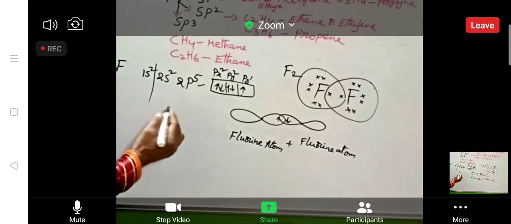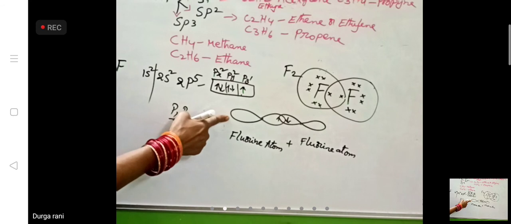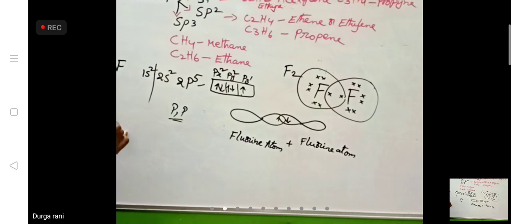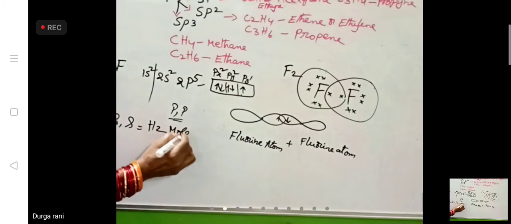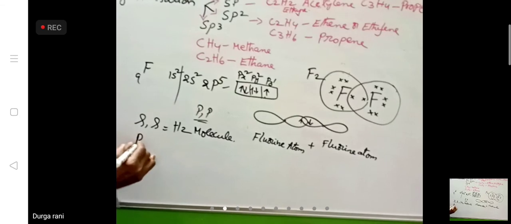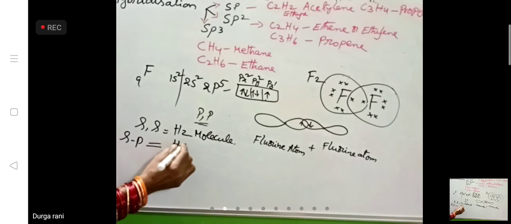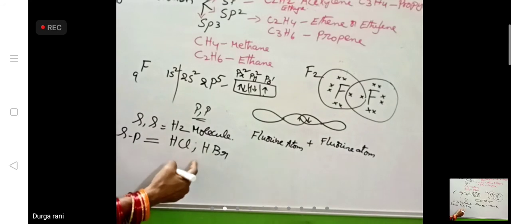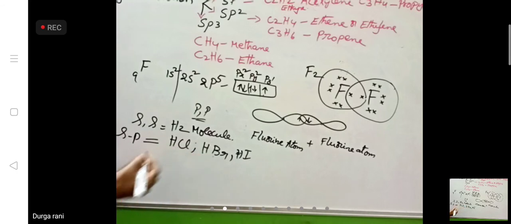Okay, this is P and P overlapping. P and P overlapping, F2, Br2, Cl2, like that examples you can write. For S and S, what is the example I have quoted? H2 molecule. It is the only one molecule. Next, P and S. What is the example we have learnt? HCl, HBr, HI, like that you can write. Hydrogen iodide, hydrogen bromide, hydrogen chloride.